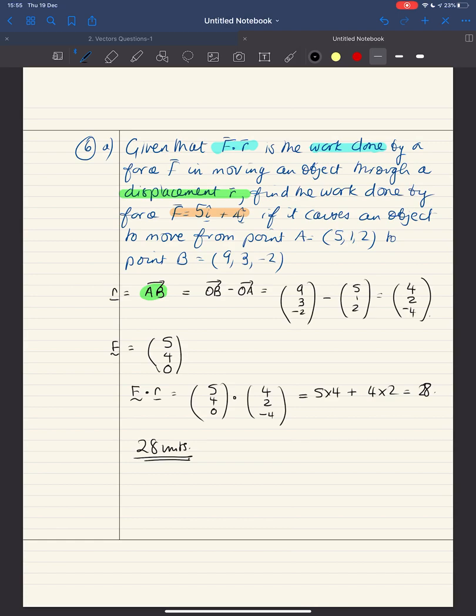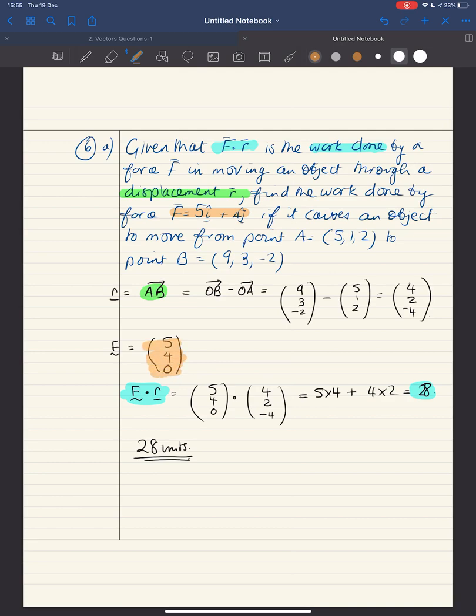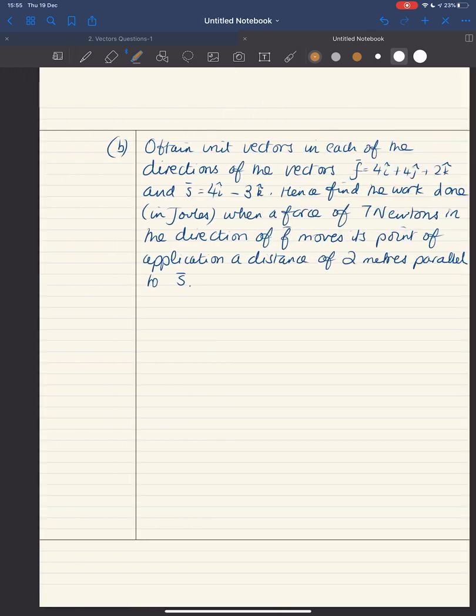Okay, so let's get some colours in here. This blue, so this is the work done, which corresponds to there. And that one there, that was the orange one. Okay.